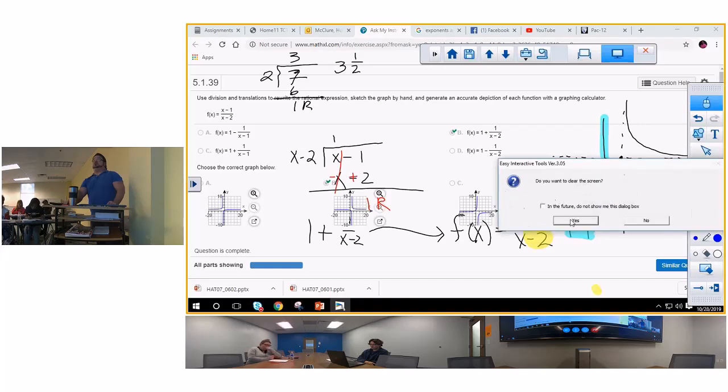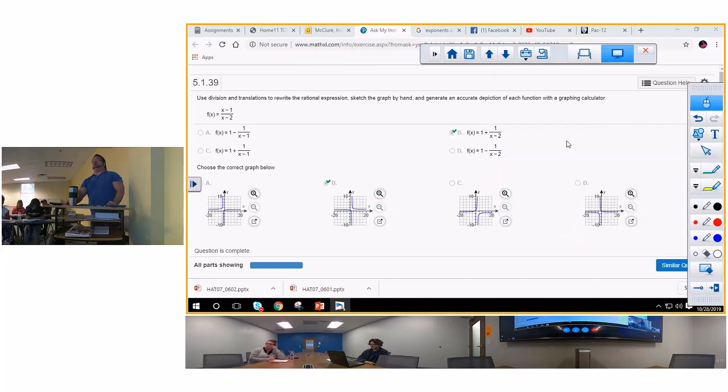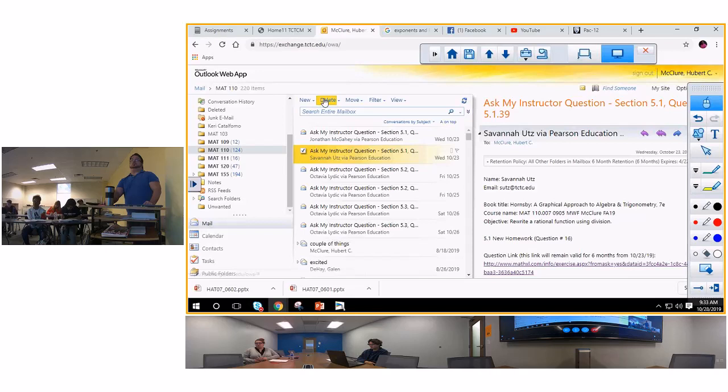Make sure you can sketch it. Make sure you can find the domain and the range.